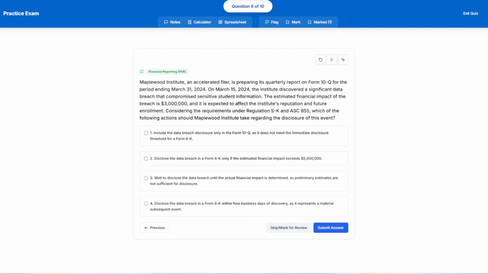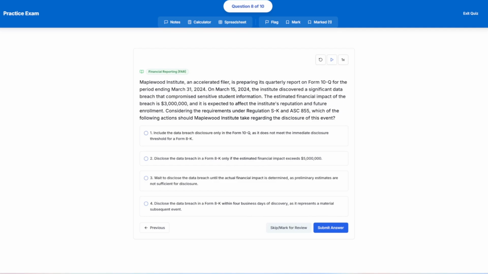For an accelerated filer like Maplewood Institute, this means filing a Form 8-K within 4 business days of a material event. Let's break down each option to see why they're incorrect or correct. Option 1 suggests including the data breach disclosure only in the Form 10-Q because it allegedly doesn't meet the immediate disclosure threshold for a Form 8-K.